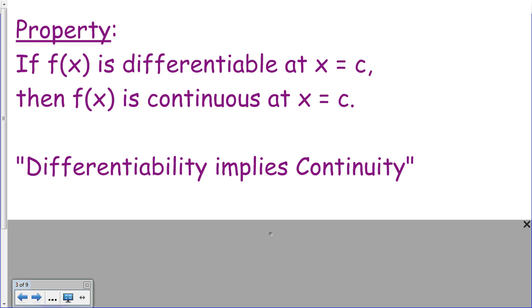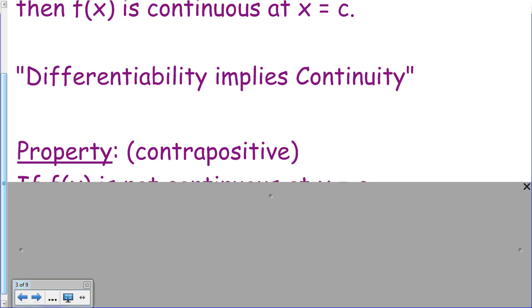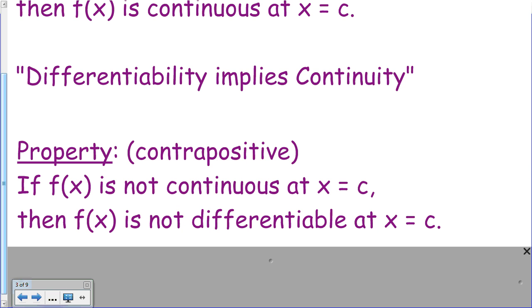And again, the way that we commonly read this off is that differentiability implies continuity. This is a nice way to help us remember that property. Differentiability implies continuity. And make sure you get that property right, because if you read it off the other way, it's not true.